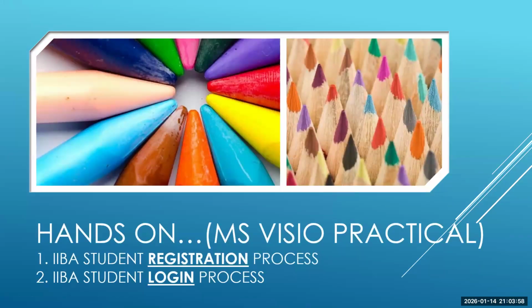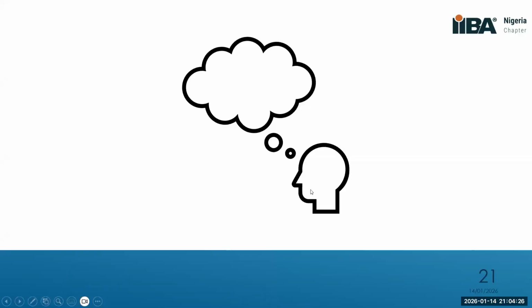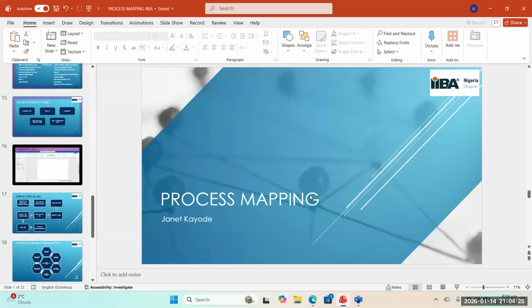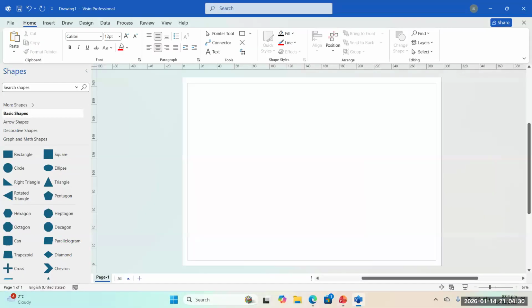Now, we need to go to the practical. I want us to do the IIBA. Please, this has to be interactive now. You can unmute yourself. I need you to, because I'm not using two screens, so I will need a response from you. Okay. So we will map out the IIBA student registration process, and we will map out the student login process. So if there's any question after that, then we'll come back to questions. Let's go to Microsoft Visio.